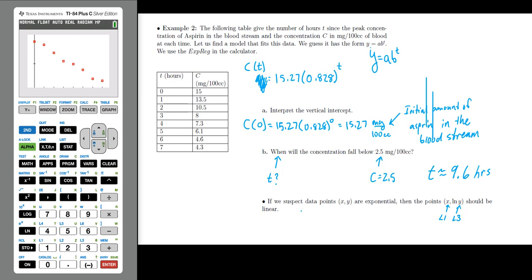So what that means is that, we'll say it this way, since x, natural log of y looks linear, looks like a line could go through it, we are confident that x and y are exponential.